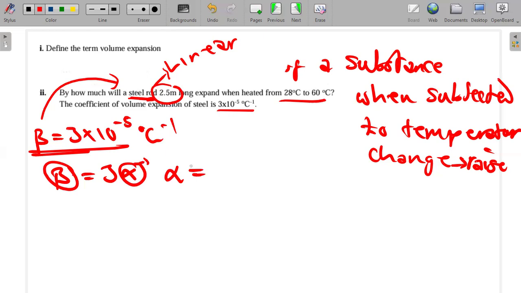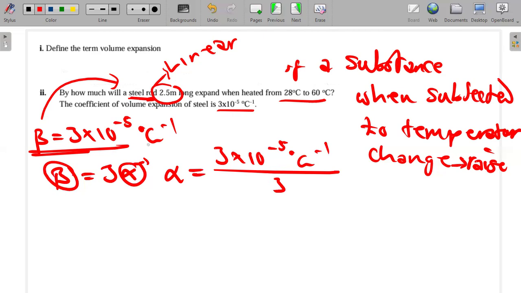We're going to say alpha is equal to the coefficient of volume expansion, which in this case is 3 times 10 to the power minus 5 per degree Celsius, over 3. This is how we're going to calculate the coefficient of linear expansion. They've provided us with the coefficient of volume expansion, but we have to deduce the coefficient of linear expansion such that we can calculate the change in length, the one-dimensional change that this steel rod is going to experience.